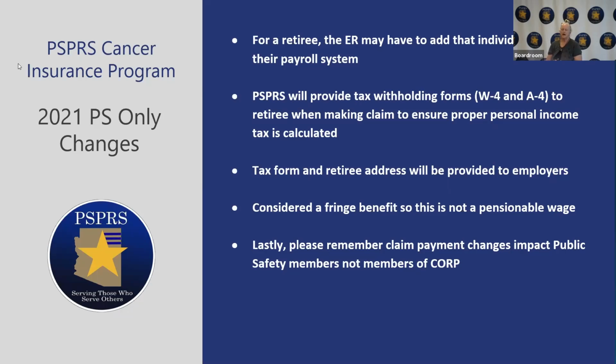Tax form and retiree address will be provided to the employers, meaning that if we have a tax form for the retiree, we would send that to you. We would also send you all the information that we have as far as the retiree's address. It's considered a fringe benefit, so this is not pensionable. We did go over that, but if you have any more questions, you can contact our office and we'll be happy to research and get an answer back to you.